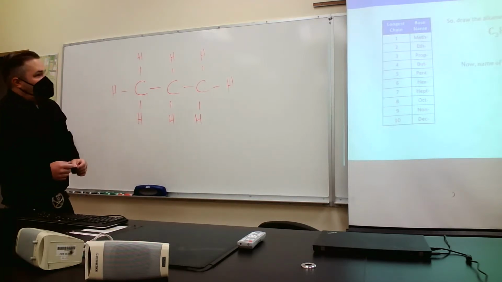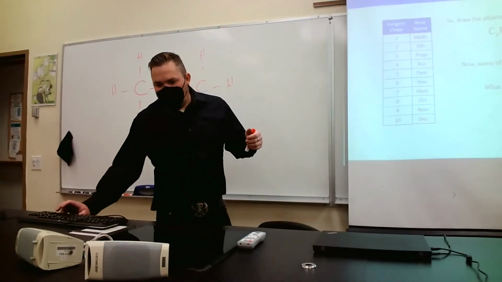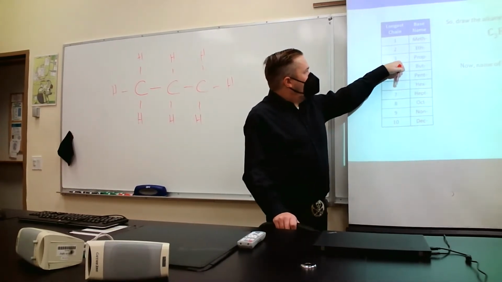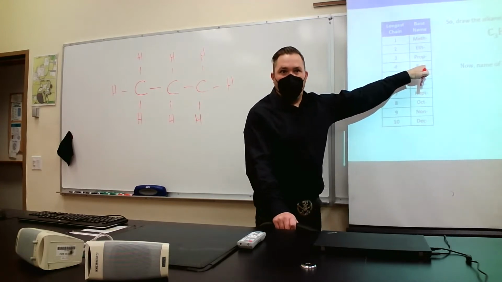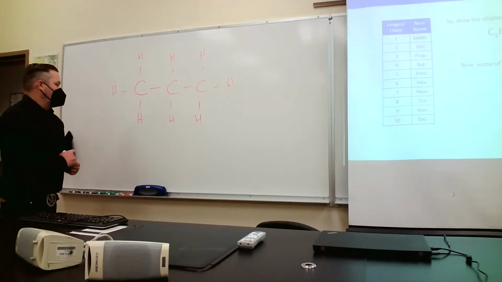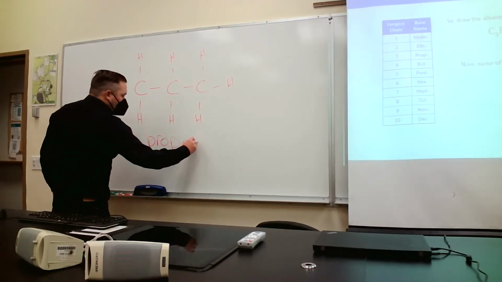So if we wanted to name this, we identify our longest continuous carbon chain, then we use prop as our base. Prop meaning 3, and because it's an alkane, we just add ane to the end. So, propane.